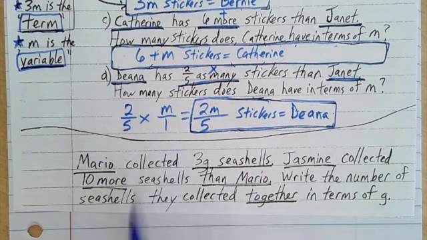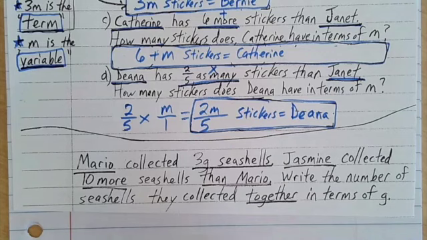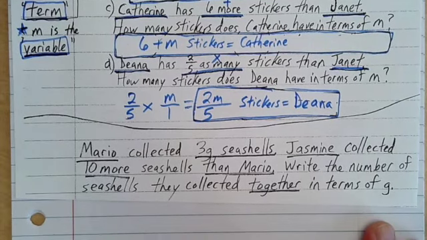Why does this standard bother kids? Because they want to know what M is and they want to actually solve. Well, you're not. These are just algebraic expressions. They have to be algebraic because they have to have a variable in them. And that bothers kids, to just have a variable and not solve.